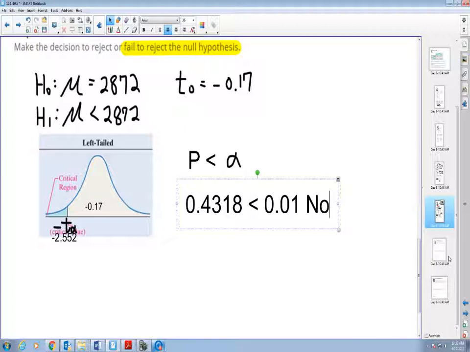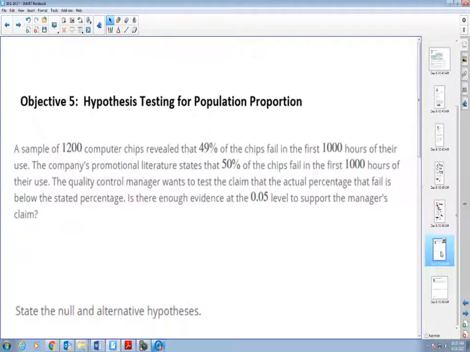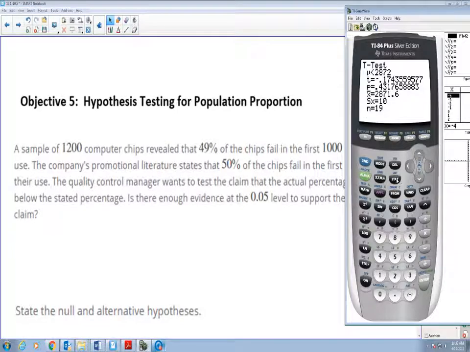We're doing the same thing over and over. It's just a matter of which test we are doing: Z test, T test, and now we're dealing with population proportion. If I go back to stat and test, population proportion will be the one proportion Z test, because I'm dealing with percentage now.